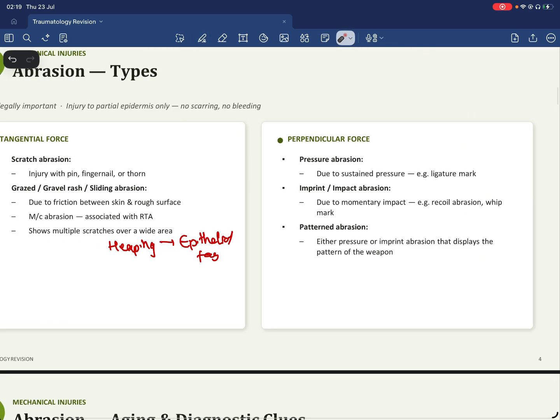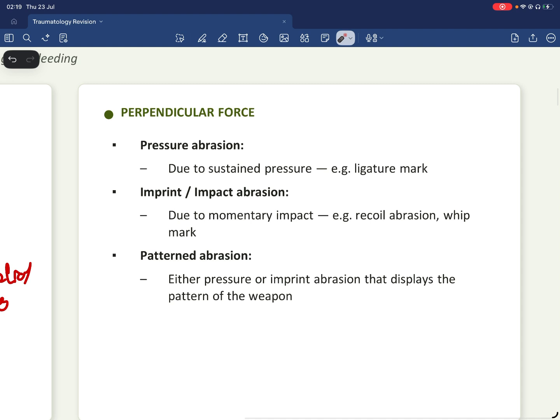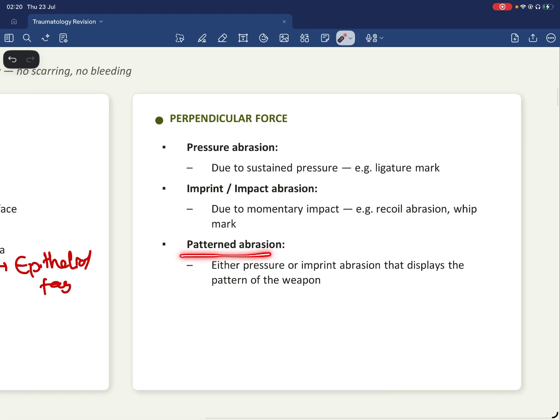Abrasions caused due to perpendicular force are called pressure abrasions, which are seen commonly due to ligature marks, or in cases such as strangulation or hanging. Imprint or impact abrasion is caused due to recoil abrasion or whip marks, and pattern abrasion, also called imprint abrasion.